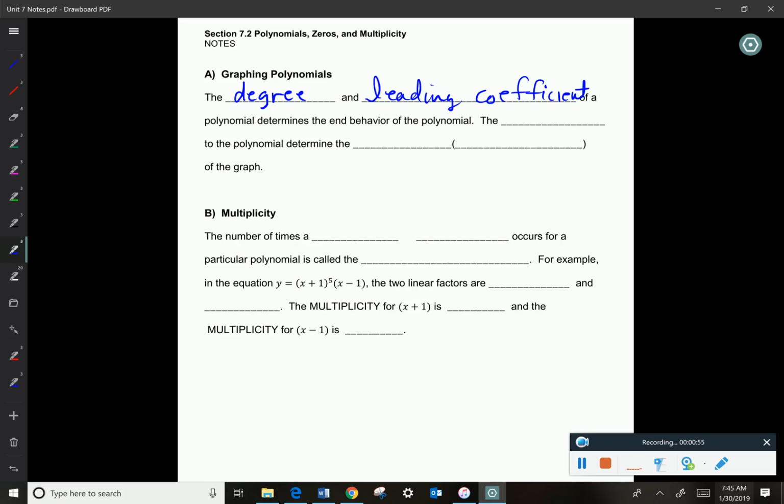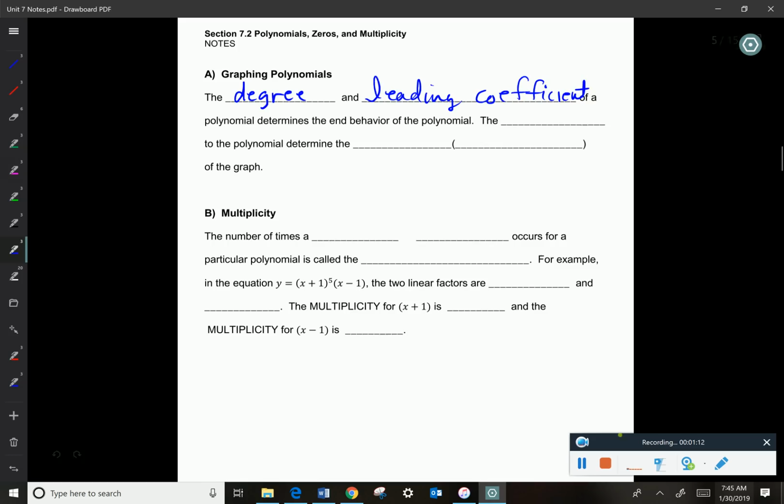Okay, the degree and leading coefficient of a polynomial determines the end behavior of the polynomial. Remember how we said degree tells you if both ends are up or if they go in opposite directions, and the leading coefficient then helps you determine whether it's up or down.